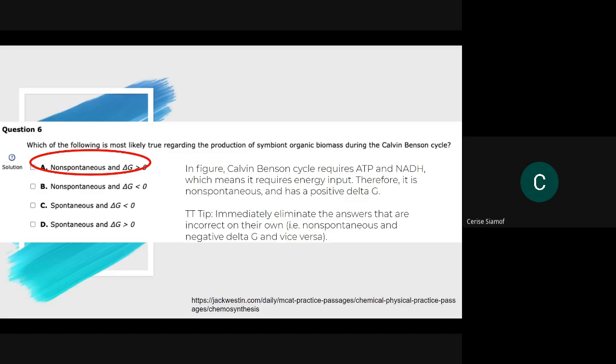So then you basically just have to consider whether the reaction is non-spontaneous or spontaneous. And in the figure, it showed that the Calvin-Benson cycle requires ATP. So that just implies that it requires energy input. So that tells us that it would be non-spontaneous and delta G must be greater than 0, giving us A.